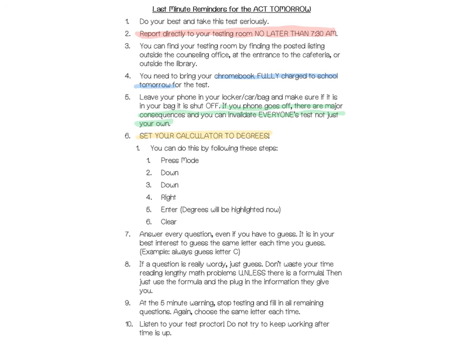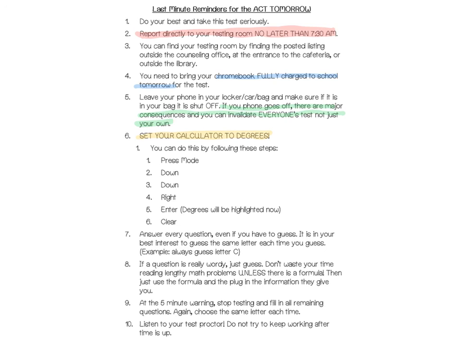Number 7, you want to answer every single question, even if you have to guess. It's in your best interest to guess the same letter each time. So maybe every time you don't know, you're just going to pick letter C. So always just pick the same one.